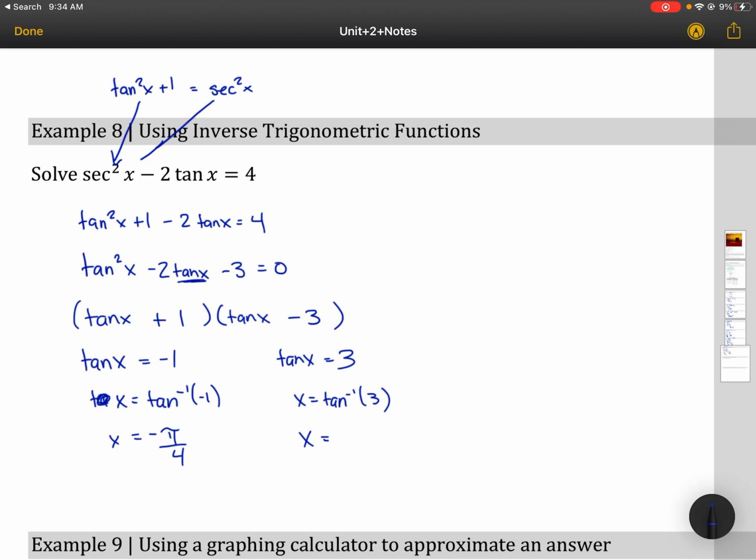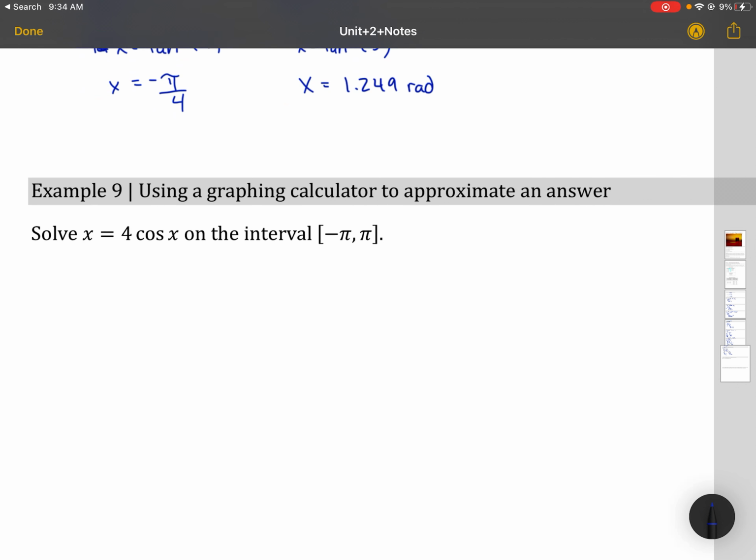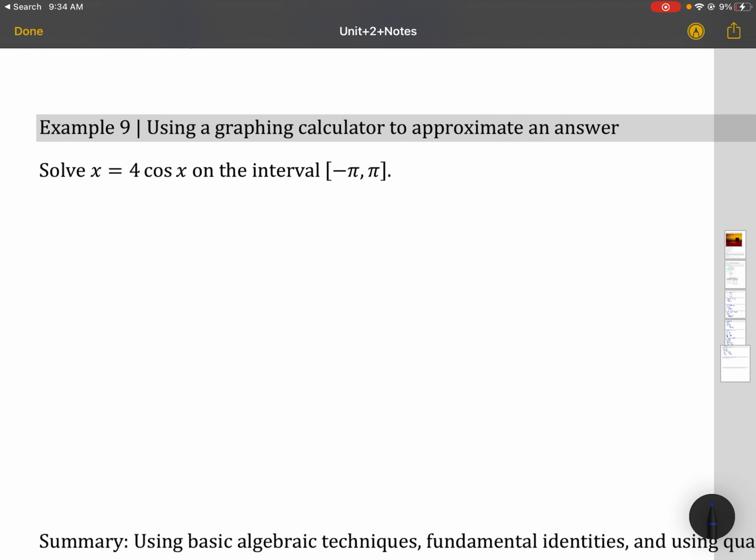So tangent inverse 3 is not one of those special angles that we have on our unit circle. So this is one we have to do on the calculator. Again, we're in radians. Make sure your calculator is in radian mode, and we just do tangent inverse 3, and we get 1.249. So x is 1.249 radians.